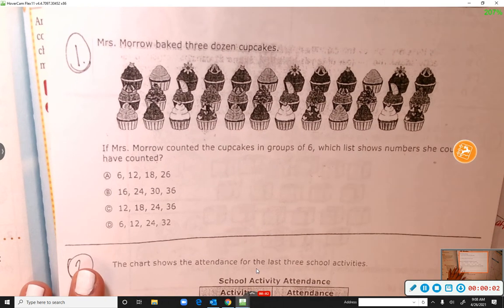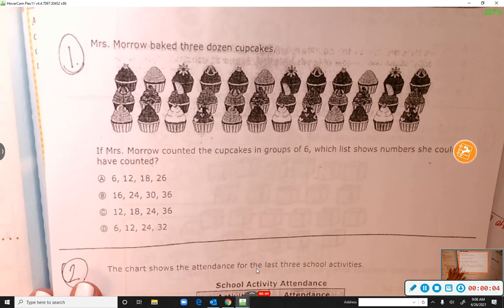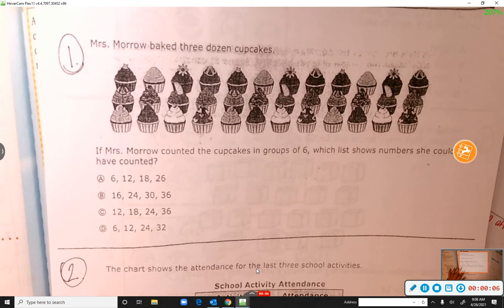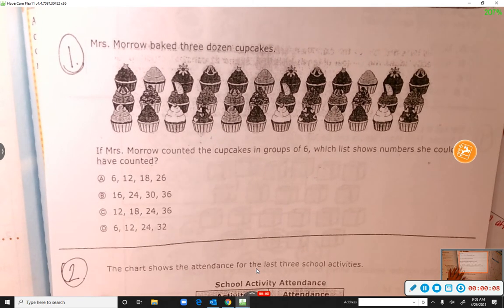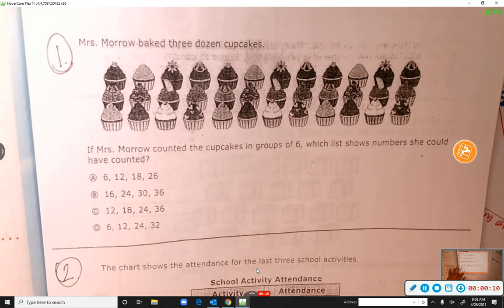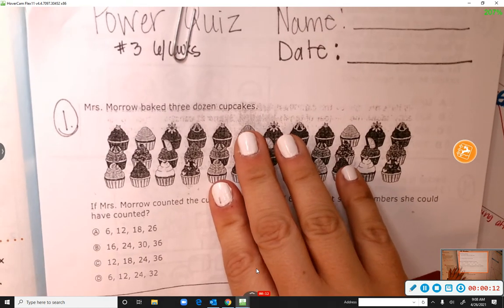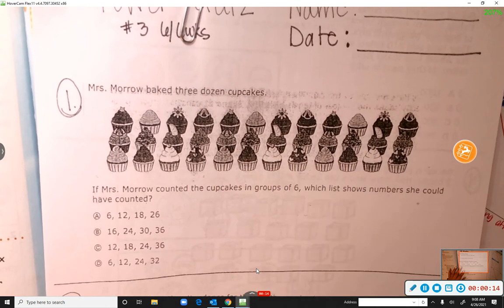Okay, today's Monday, April 26th, and real quickly before we start our lesson on personal finance, we're going to look at your power quiz from Friday. A lot of people missed this one, so we're going to look at it real quick.